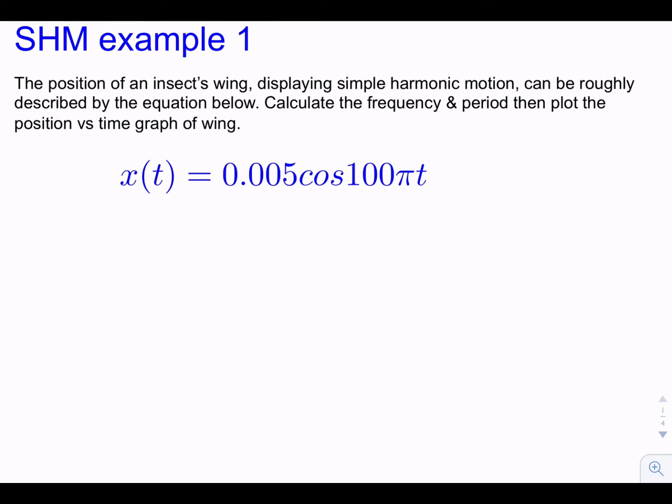So the wings of many insects move at a frequency which is dominated by the stiffness of the joint and the mass of the wings. This is a nice example of simple harmonic motion in the natural world. So let's do an example.